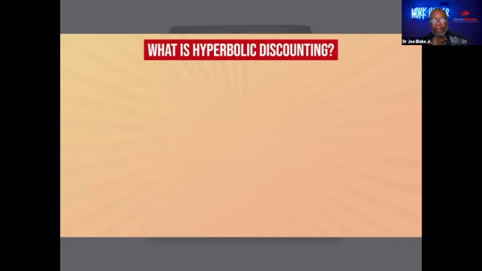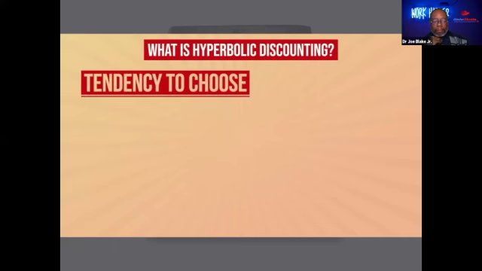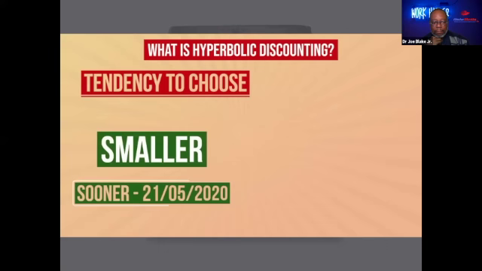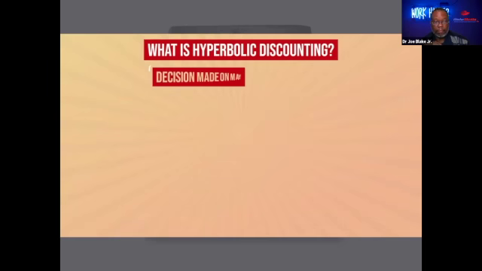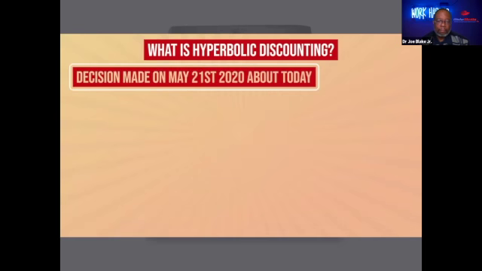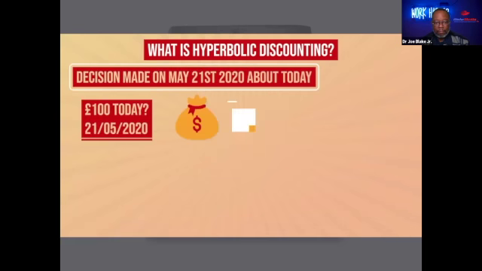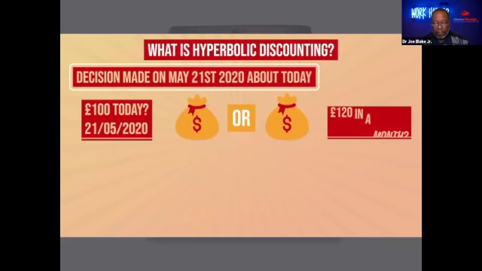In essence, hyperbolic discounting refers to the tendency for individuals to increasingly choose a smaller, sooner reward over a larger, later reward, as the delay occurs sooner rather than later in time. So imagine today I gave you this choice. Would you rather I gave you £100 today or £120 in a month? Many individuals would choose £100 today.